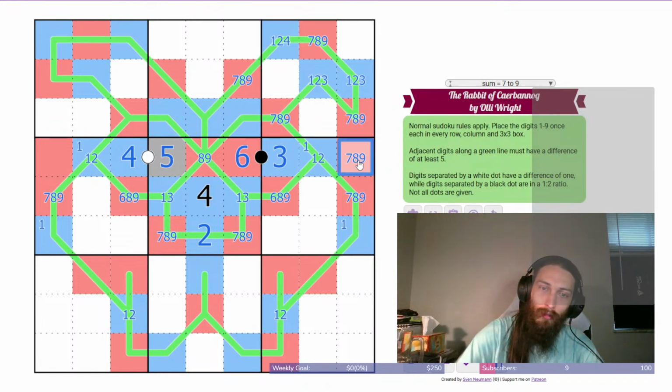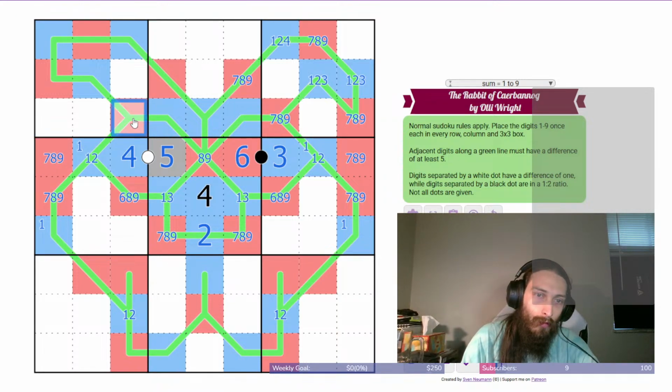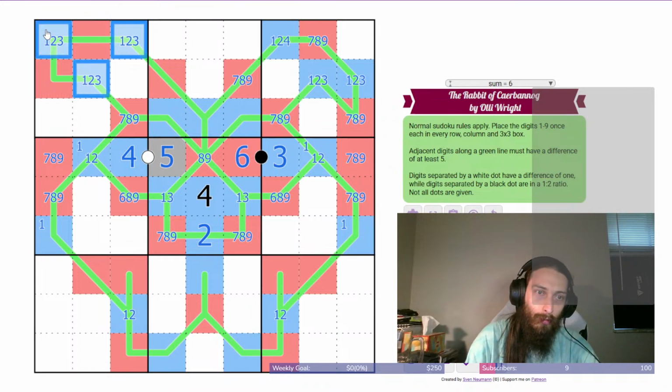This can't be a 6, it's 7, 8, 9, because it's got neighbors that have to be 1, 2, or 3. This one could be 1, 2, 3, or 4. Can't be a 4, so we've got 1, 2, 3.